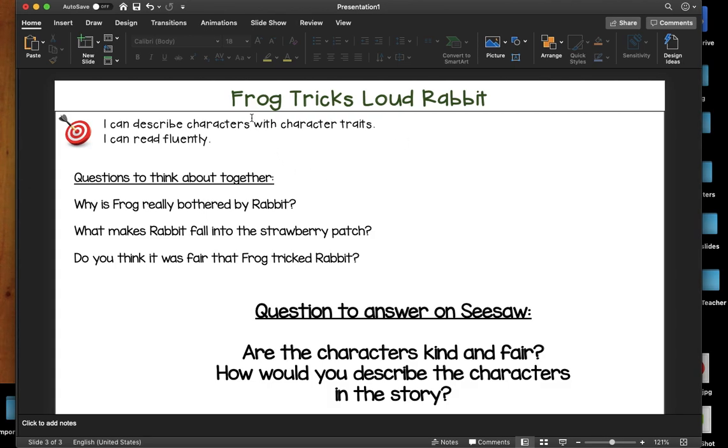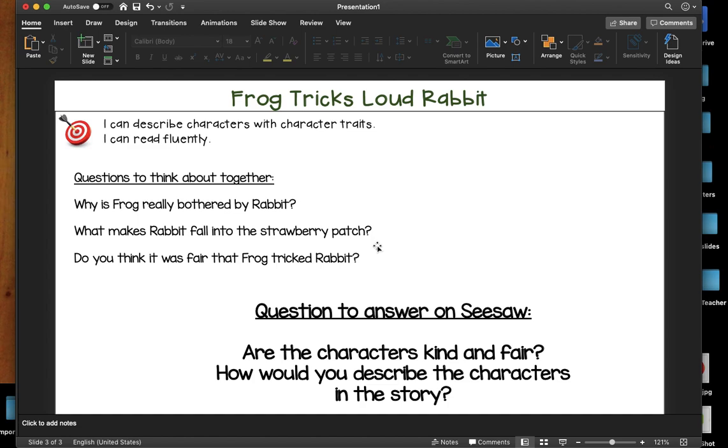We are going to be reading a very short story called Frog Tricks Loud Rabbit. We are going to describe the characters with character traits, and I'm going to show an example of how to read fluently. So in today's story, I'm not going to stop at words that we can read together or anything like that. I'm just going to read through it fluently, and then afterwards we'll read these questions together.